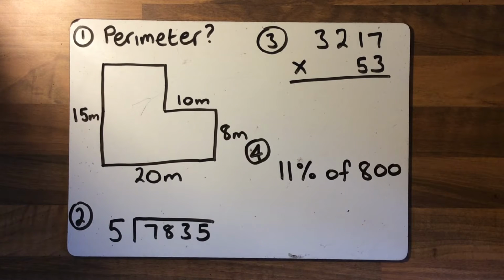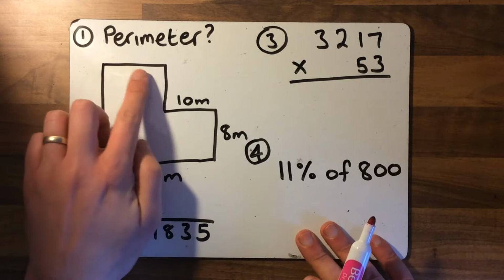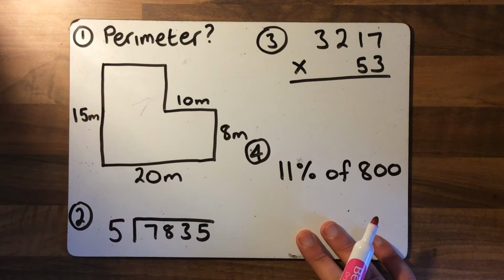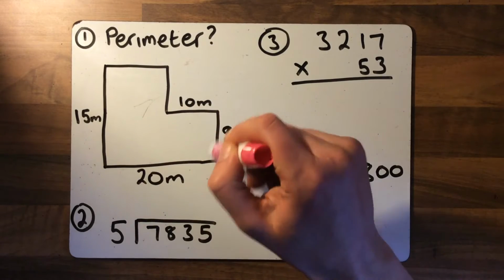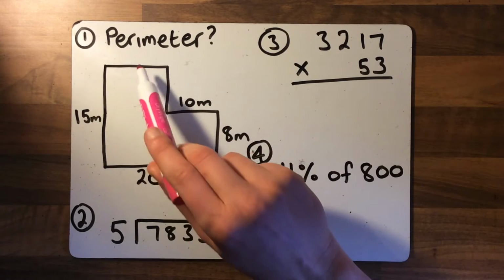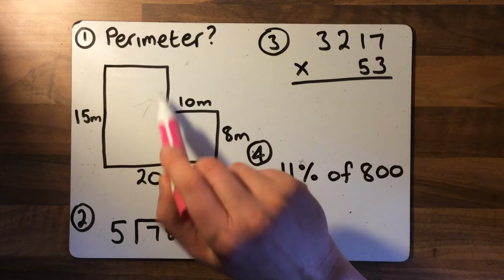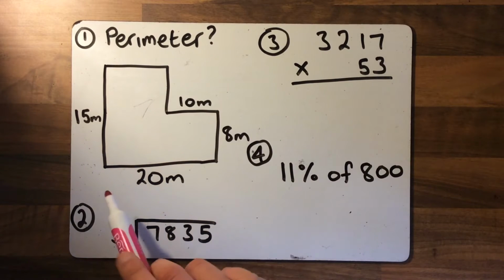Alright, so if we look at number 1, the perimeter, you can see we've got some missing edges here. We haven't got this top edge, and we don't have this edge either here. So we need to work out what they are before we can work out what the perimeter of the shape is. Remember, the perimeter is the distance all the way around the edge. And if we've got missing lengths, missing edges, we can't work out the perimeter.